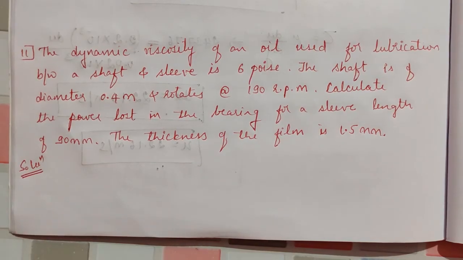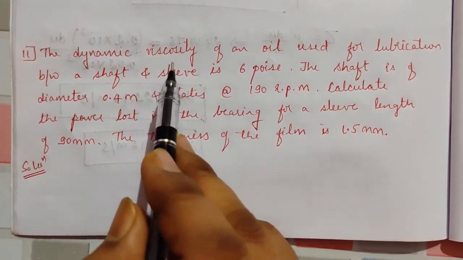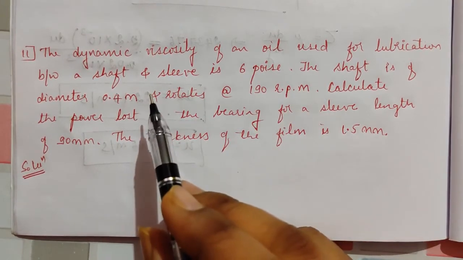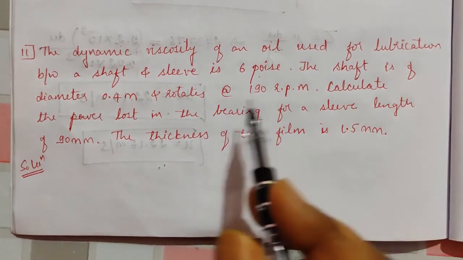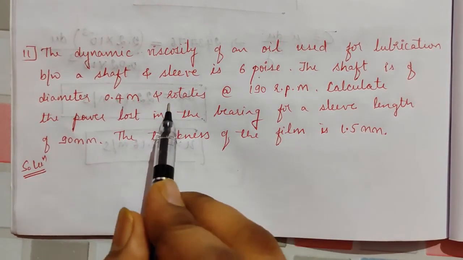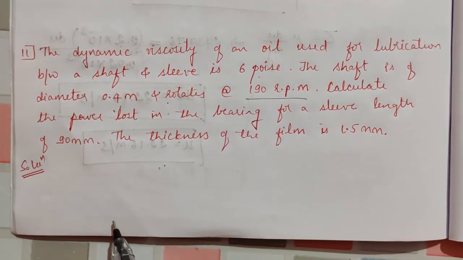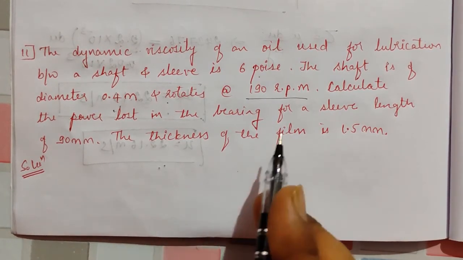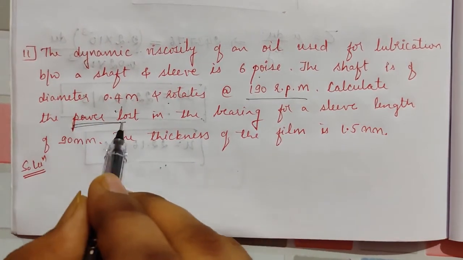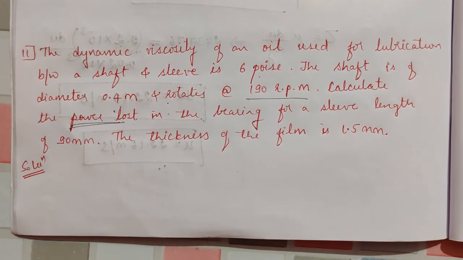So the 11th problem: the dynamic viscosity of an oil used for lubrication between a shaft and sleeve is 6 poise. The shaft is of diameter 0.4 meter and rotates at 190 rpm. So the formula you need to remember is u = πDN/60. Calculate the power lost in the bearing for a sleeve length of 90 mm. The thickness of the film is 1.5 mm.